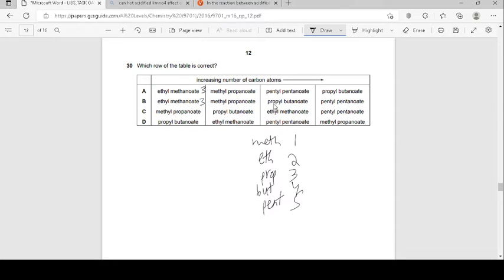I'll just write down 3 everywhere there is ethyl, because it makes the tabulation, the bookkeeping easier. Methyl propionate is 1 plus 3, 4. So 4, 4, 4, 4. And then you have propyl butanoate, which is 3 plus 4, which is 7. 7, 7. Right, and then you have pentyl pentanoate, which is 5 plus 5, which is 10. 10. I'm just writing down the total number of carbon atoms.